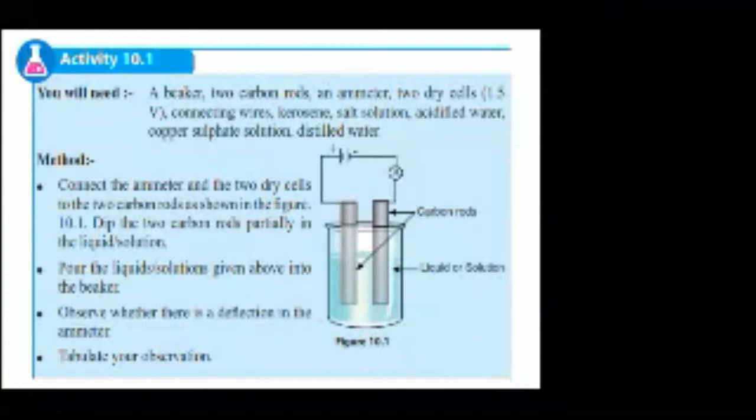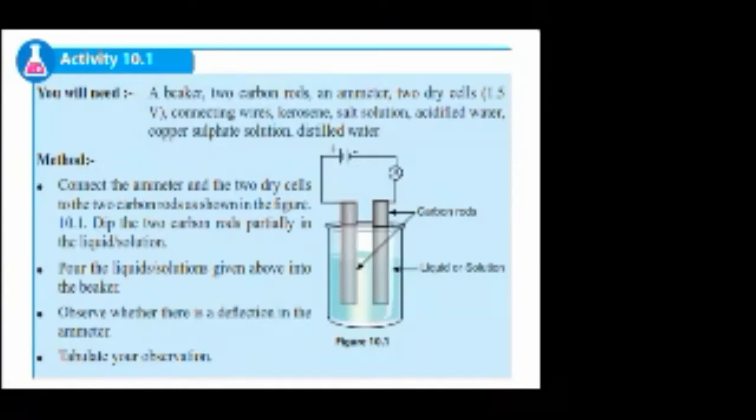Here are the things you need: a beaker, 2 carbon rods, an ammeter, 2 dry cells, each of which is 1.5 volts, connecting wires, and some liquid solutions: kerosene, salt solution, acidified water, copper sulfate solution, and distilled water. Now, this is the method of conducting this activity.